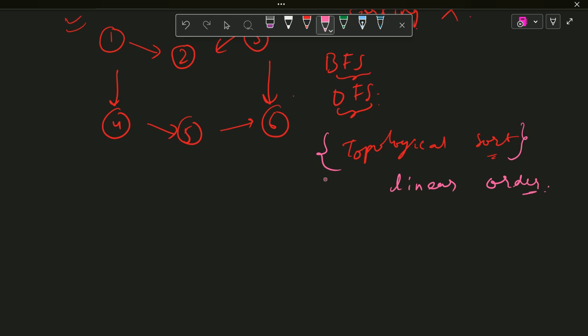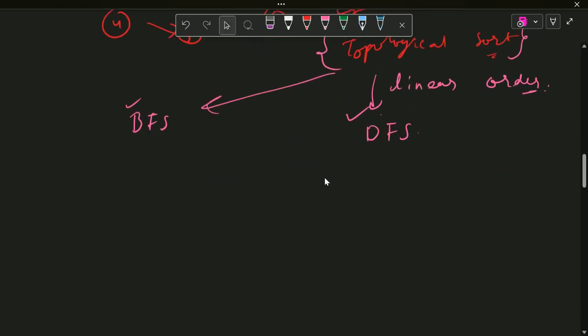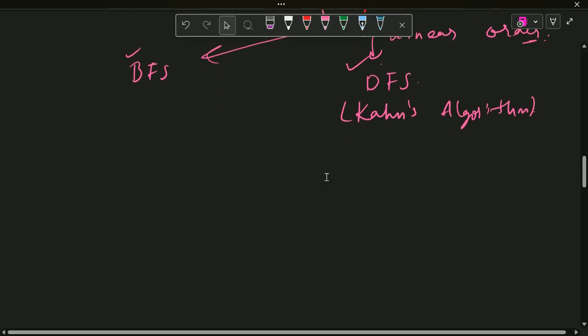We can solve this topological sort using two algorithms, that is BFS and DFS. I think all of you know that BFS is breadth first search and DFS is depth first search. The algorithm which is used to solve the topological sort using BFS is called Kahn's algorithm. Kahn's algorithm. This is important. Let me explain what is Kahn's algorithm.